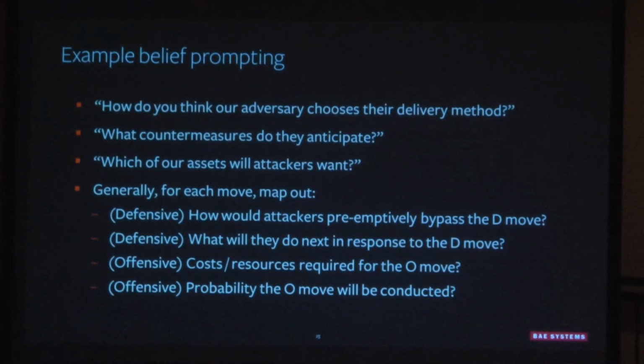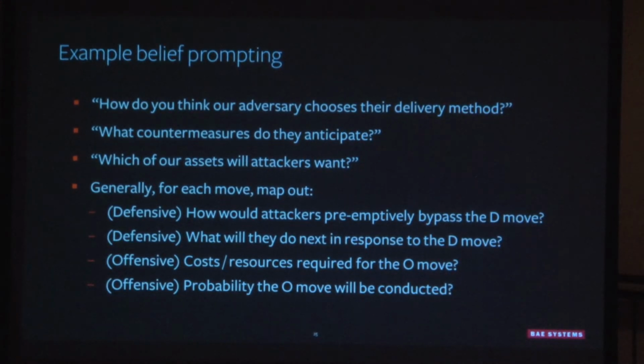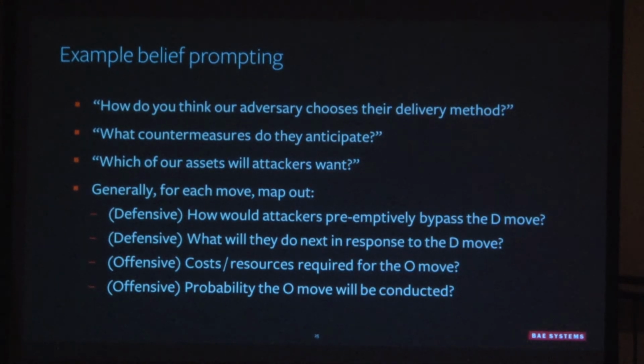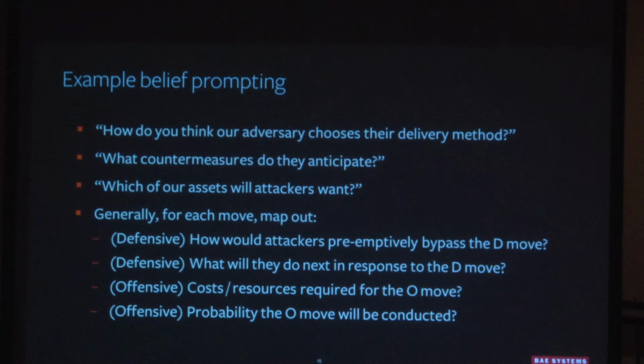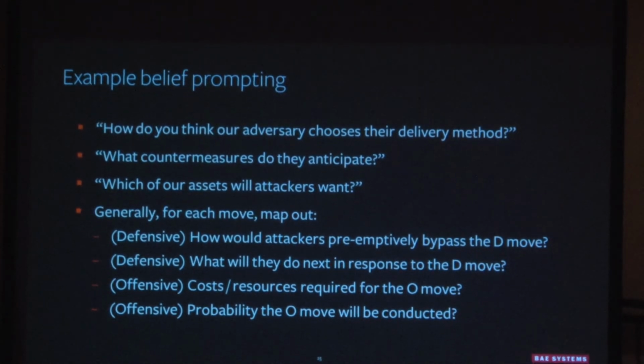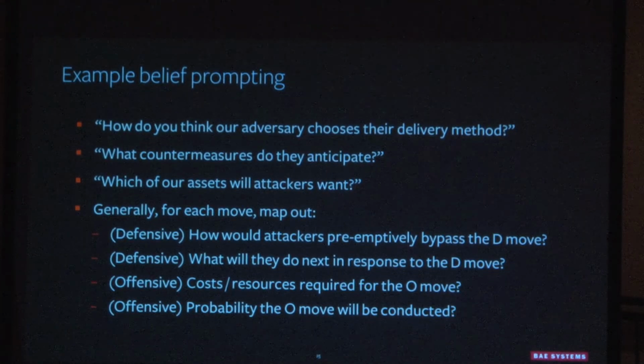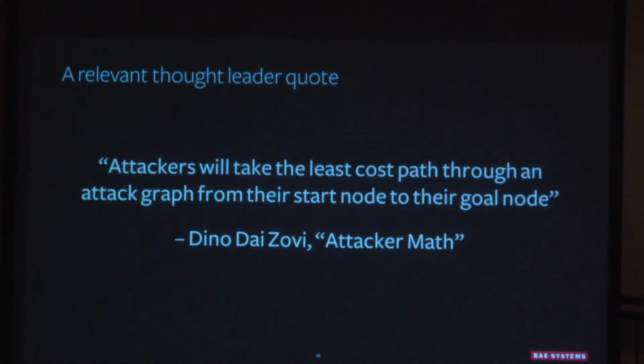So basically for each move, what I've said is map out for the defense how attackers would preemptively respond, like if they think that we're using this or if they see we're using this, what will they do instead? How will they respond to whatever we put in place? Then for the offense, what are the costs and resources? Again, 0-day is very, very expensive. They're less likely to use that, so you need to build that into your model. Then also the probability that they'll just conduct the move in general.